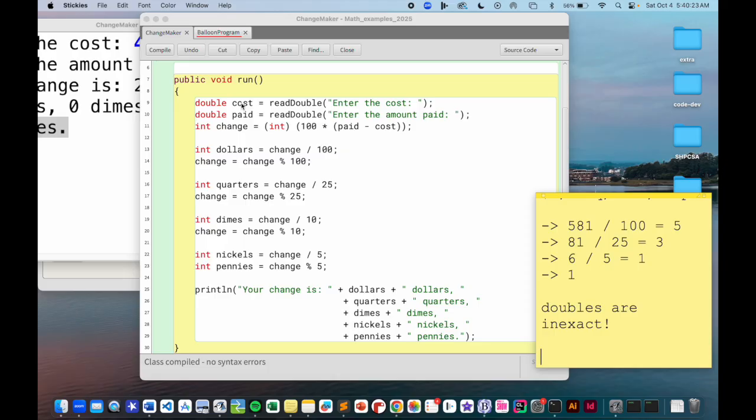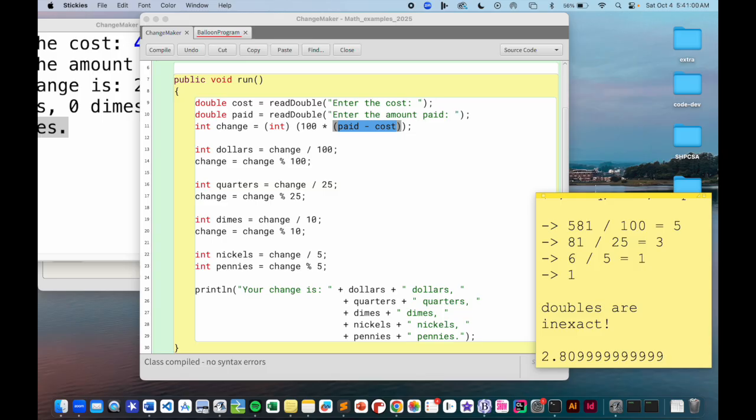What I'm reading in is $4.19 for the cost and $10 for how much I'm paid. Then I'm doing some math here. And let's try to figure out what's happening. In this math, I should hypothetically get $281 in this case for paid minus cost. But let's say that those numbers are actually slightly less than what I expect to get. So instead of 2.81 for the part inside here, I actually get something like 2.8099999999. And this can happen because doubles are actually inexact.